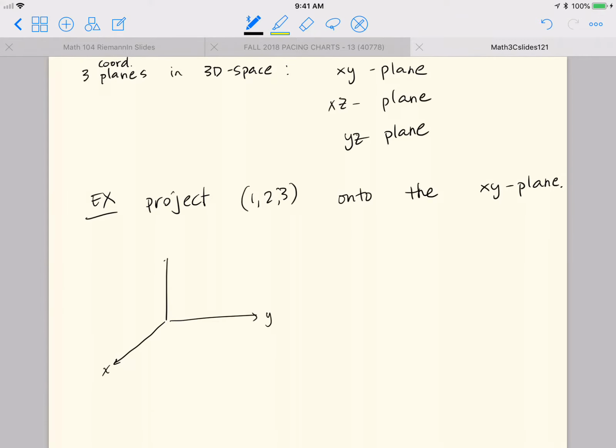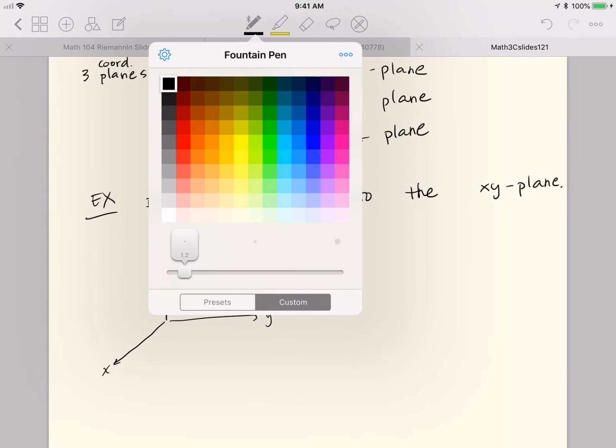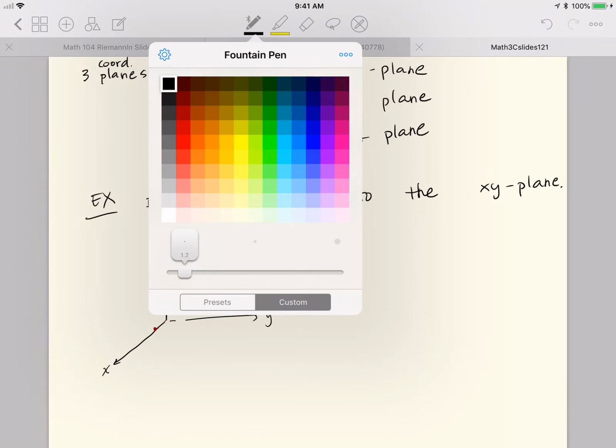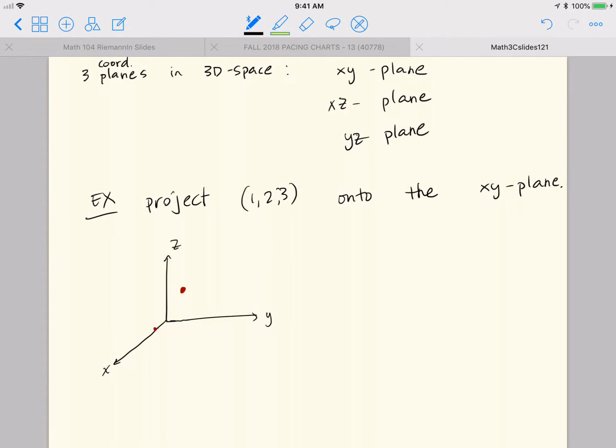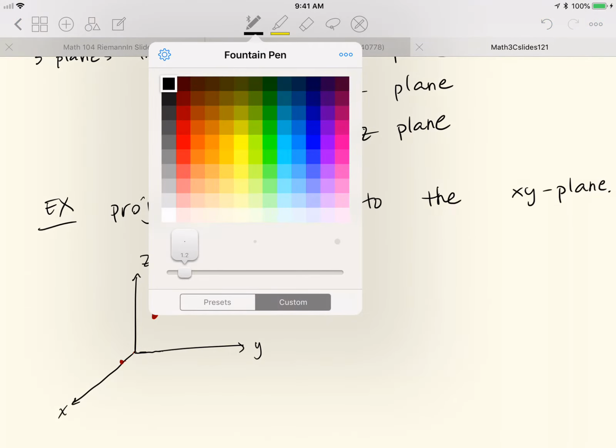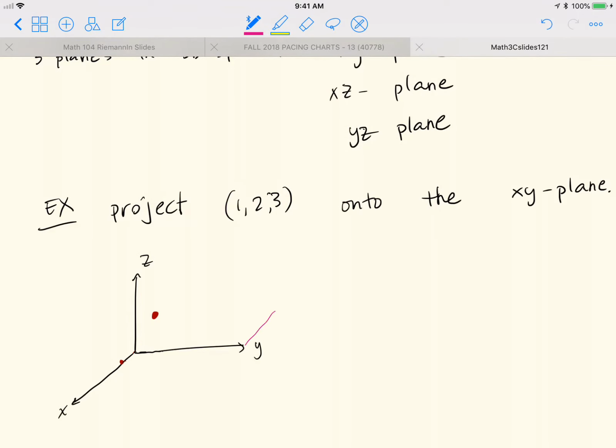So here's X, here's Y, here's Z. We said that this point (1, 2, 3) means move forward 1, to the right 2, and then up 3. Okay, so this is our point. And now if I'm going to project onto the XY plane, I need to remember what the XY plane is. The XY plane was this plane here.